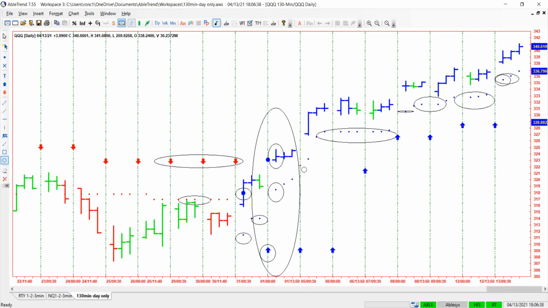Just doesn't matter what you use Abletrend on, it works exactly the same for everything, whether you day trade, whether you do long-term, stocks, futures, Forex. It's completely up to you, whatever you want to trade. You don't have to trade only what Abletrend trades because it trades every market in the world.